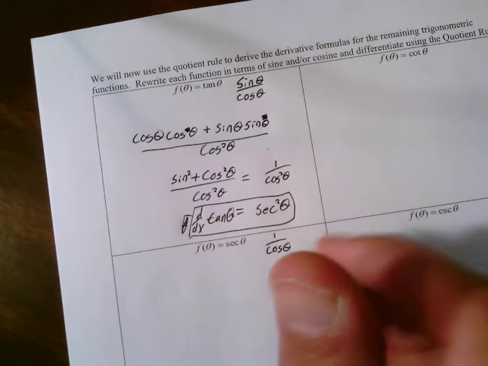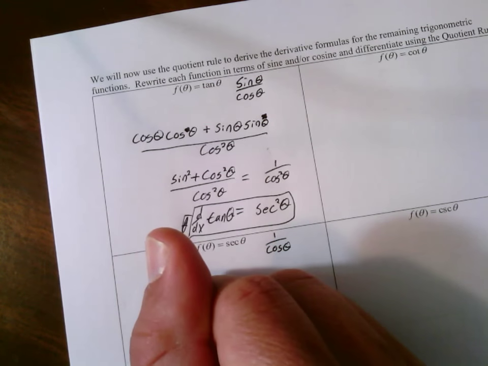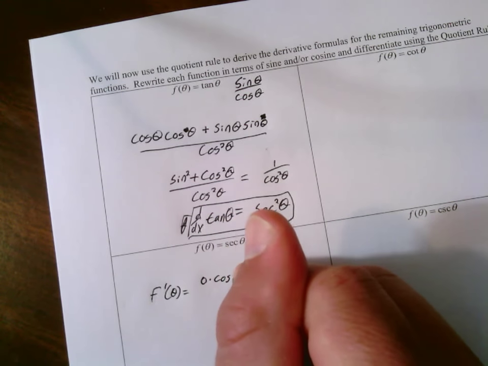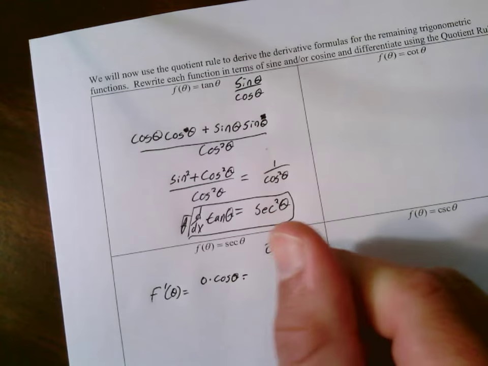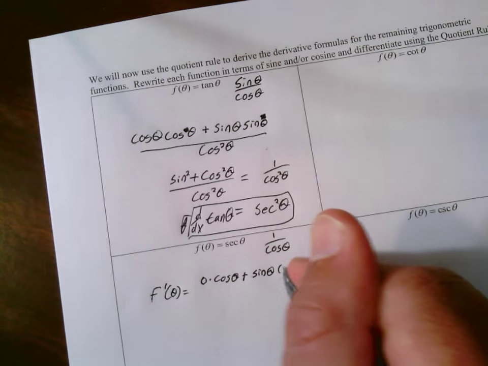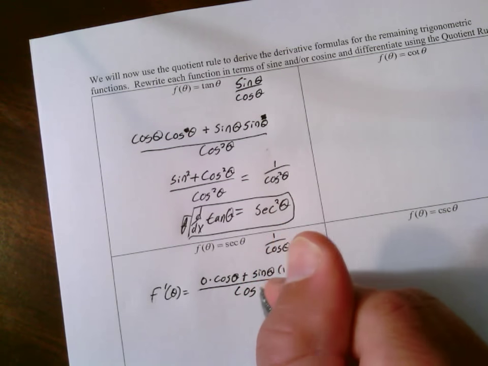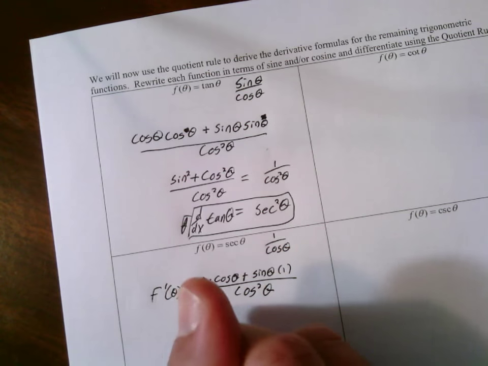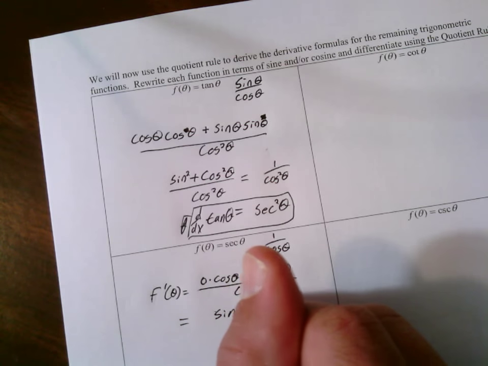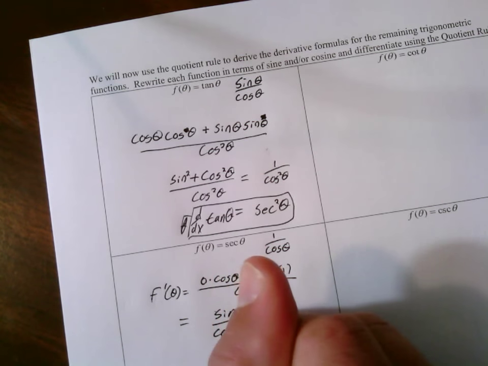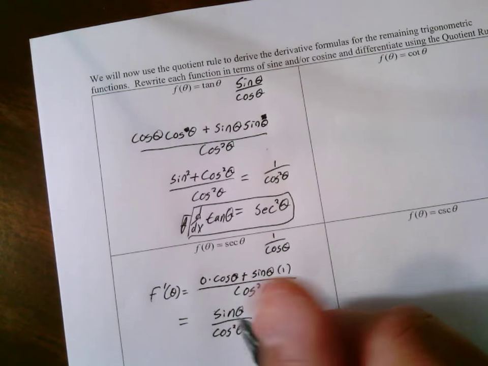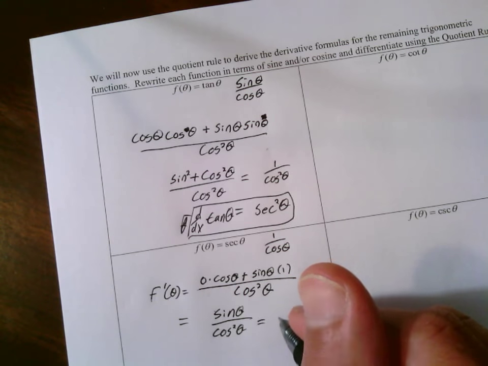Now secant, 1 over cosine squared. Well, the derivative of the numerator is 0 times the denominator minus the derivative of cosine, which is negative sine, which turns that minus into a plus, times 1, all over cosine squared theta. This equals sine over cosine squared. We can do some tricks with this. I'm going to get sine over cosine times 1 over cosine, or tangent times secant.